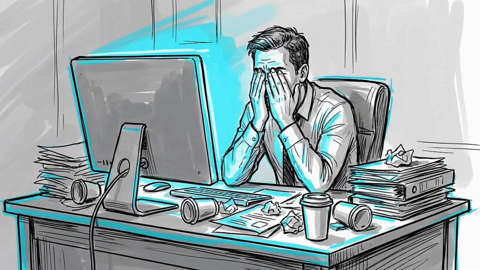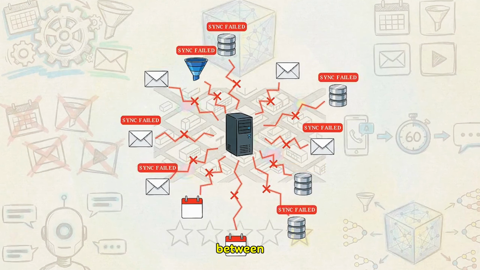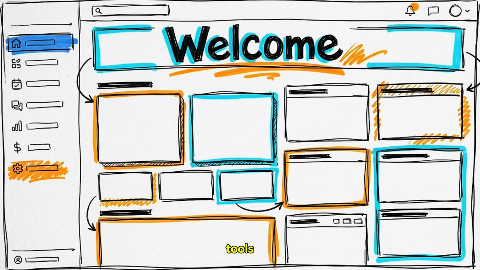Scaling often fails not because of a lack of effort, but because of the friction created by forcing data to move between a dozen disjointed, unautomated tools.